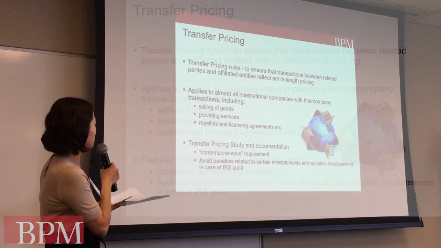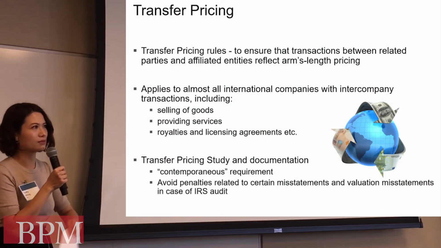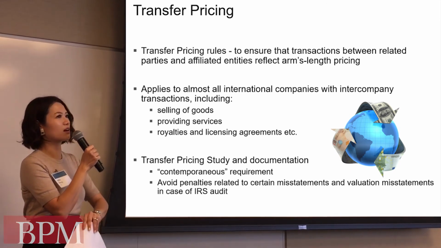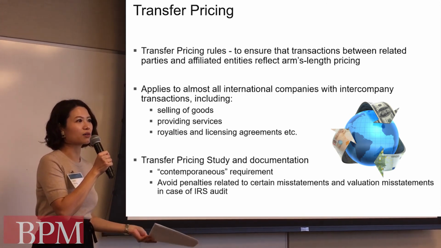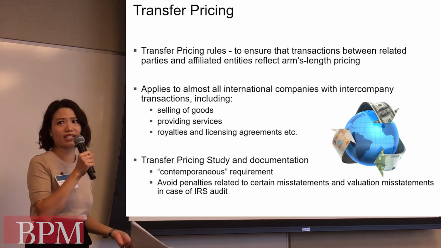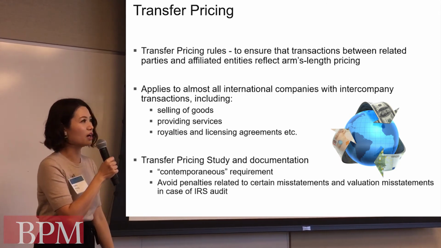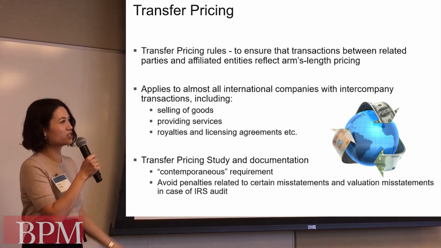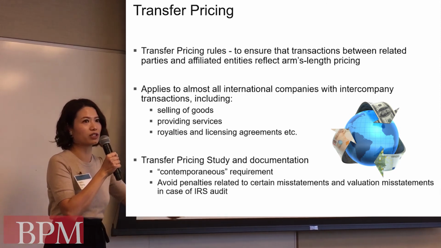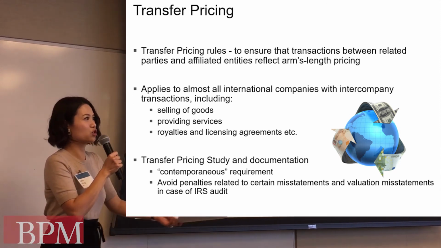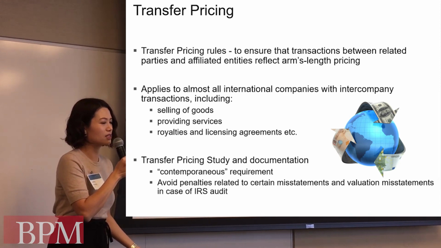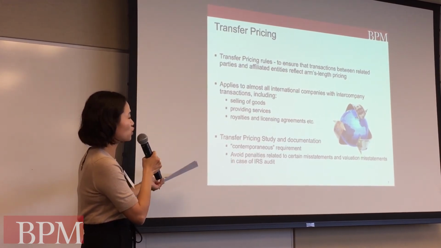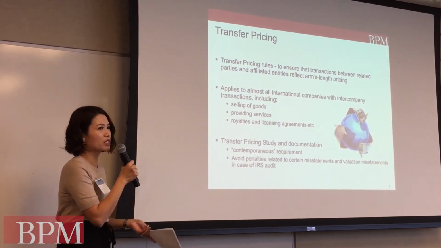Transfer pricing applies to almost all international companies with intercompany transactions. When there are two countries or two tax jurisdictions with different tax rates, it is easy to manipulate where you want to park your profit. That's why the transfer pricing rule is in place, to make sure intercompany payments are within an arm's length range. That includes intercompany selling of goods, providing services, and also royalty and licensing agreements.